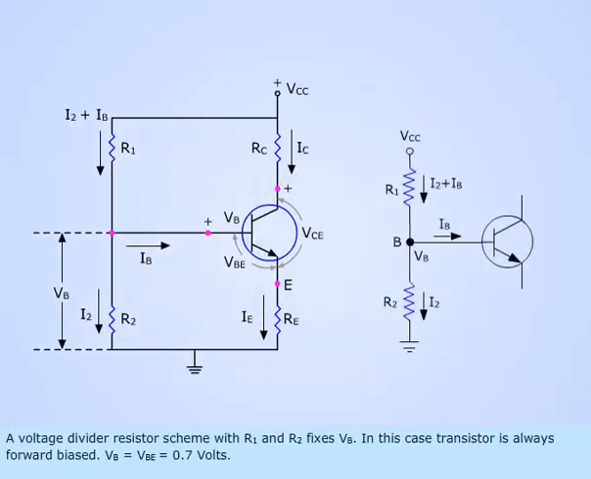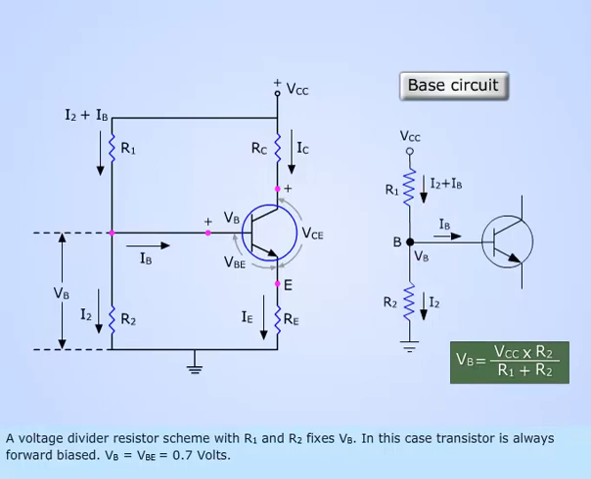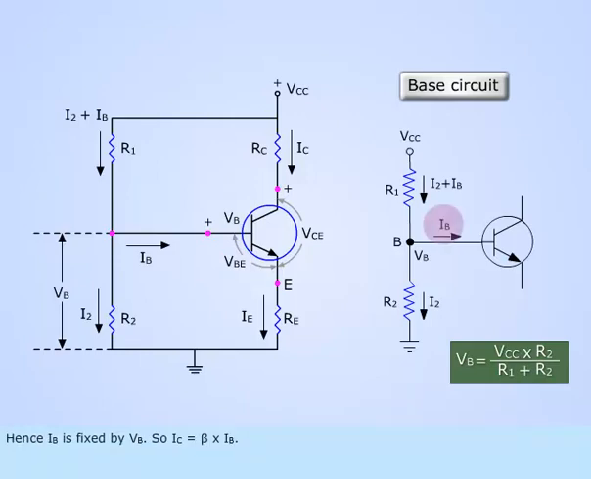A voltage divider resistor scheme with R sub 1 and R sub 2 fixes V sub B. In this case, the transistor is always forward biased. V sub B equals V sub BE equals 0.7 volts. Hence, I sub B is fixed by V sub B, so I sub C equals beta times I sub B.